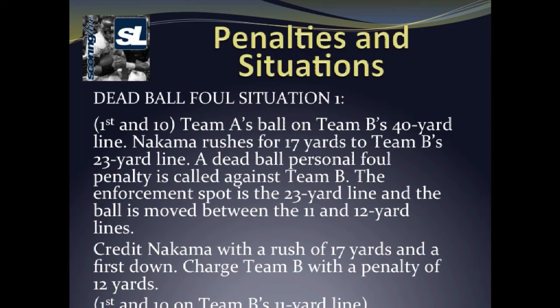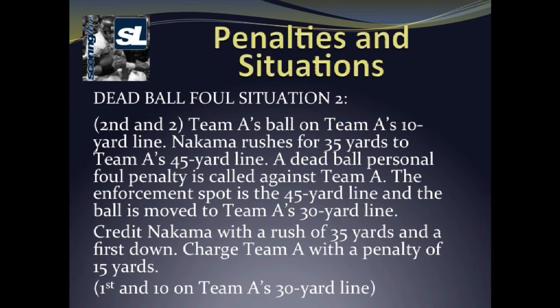Okay? Second down and 2. Team A's ball on Team A's 10-yard line. Nakama rushes for 35 yards to Team A's 45-yard line. A dead ball personal foul penalty is called against his team, Team A. The enforcement spot is the 45-yard line, and the ball is moved back to the 30-yard line.